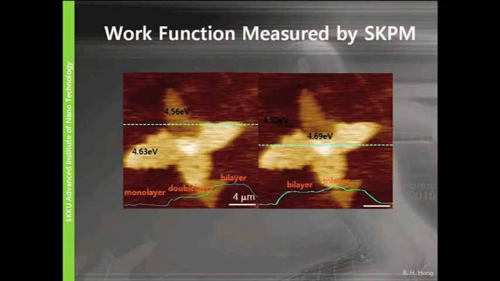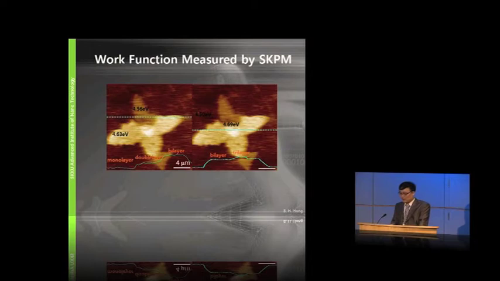Using SKPM, the work function can be measured, and we found that this part is not an AB-stacked bilayer, but a twisted bilayer. So I guess it is very hard to get a uniformly aligned, AB-stacked bilayer at wafer scale. So I think this wafer-scale bilayer growth is quite challenging.